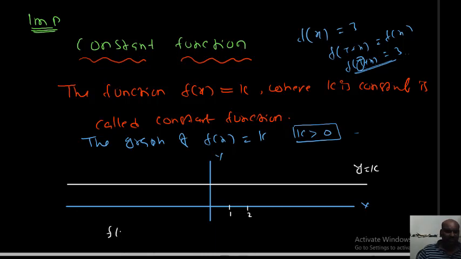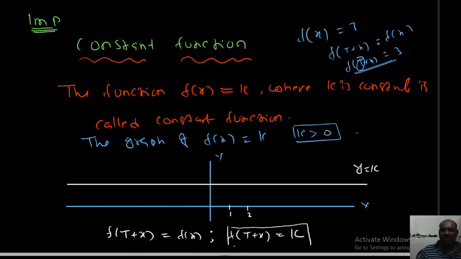f of t plus x should be equal to f of x. In this problem, f of t plus x equals k only. For what t does this happen? There exist infinitely many positive t's. f of t plus x equal to k.